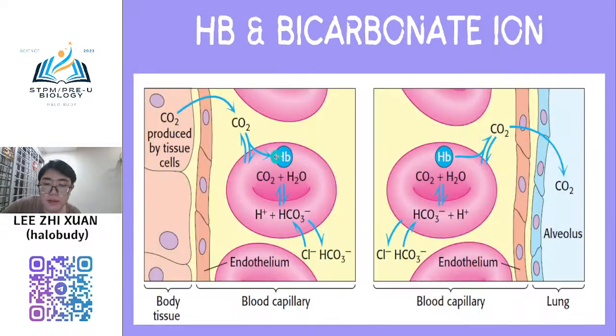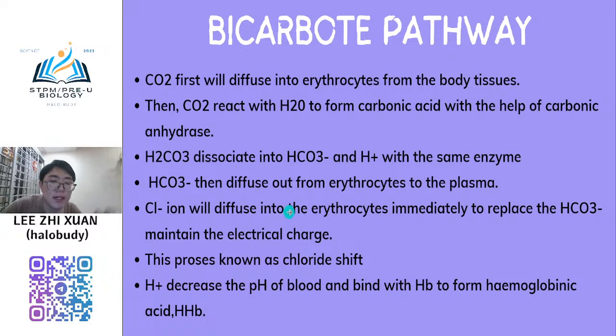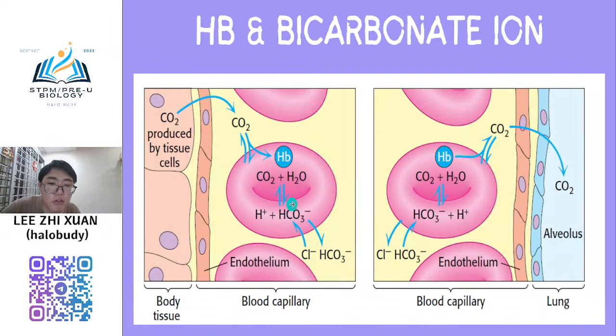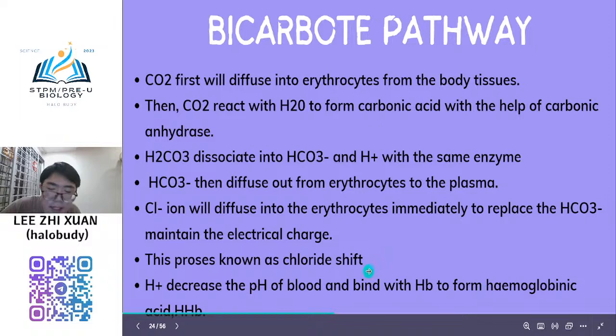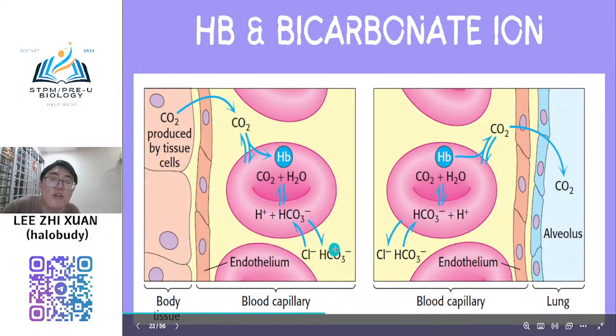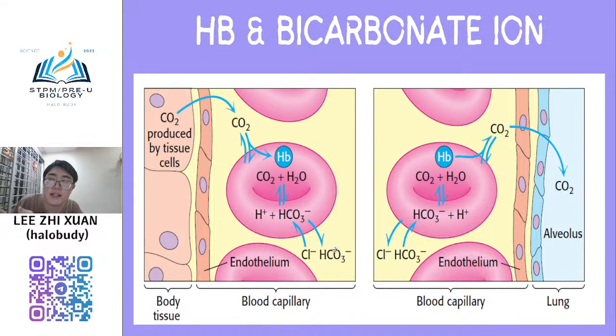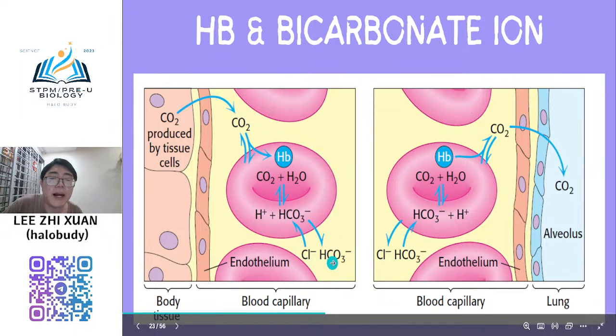Once this process is completed, the erythrocyte will be transported. Now the erythrocyte only contains the chloride ion and also hemoglobinic acid. The bicarbonate ion is also transported, but in the blood plasma. You know that the blood flows, right? So inside the erythrocyte there is only chloride ion and HHb, and the blood plasma contains the bicarbonate ion.